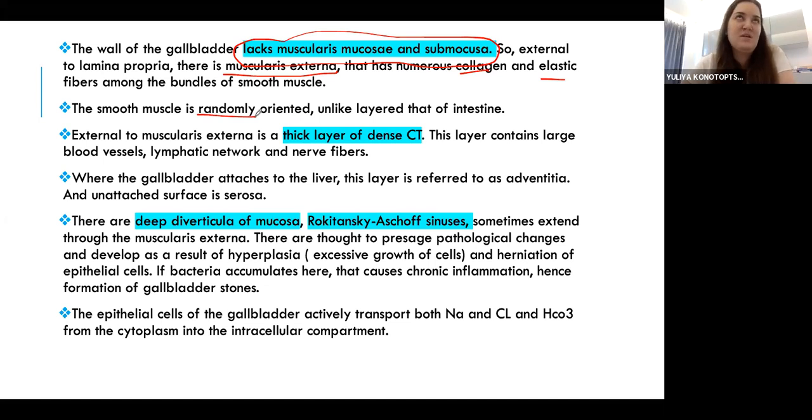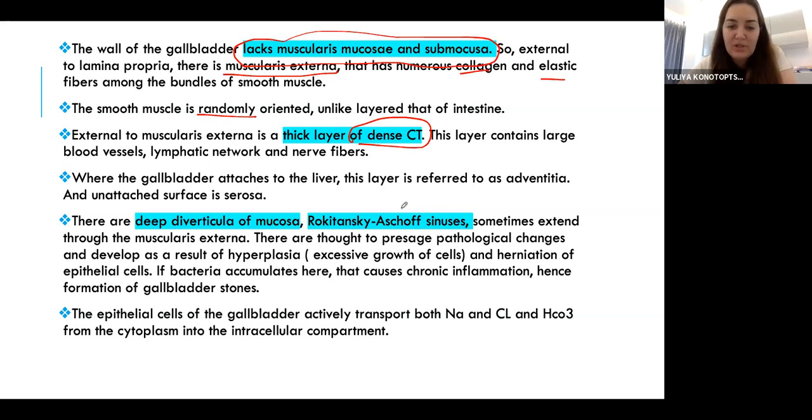There's no such thing as inner circular or outer longitudinal in the gallbladder. Each muscle fiber goes as it wants. And external to the muscularis externa, you can see a bunch of dense connective tissue. So it's not like a layer, it's just lots of dense connective tissue, and it possesses some nerve fibers, lymph vessels, blood vessels, and so on.